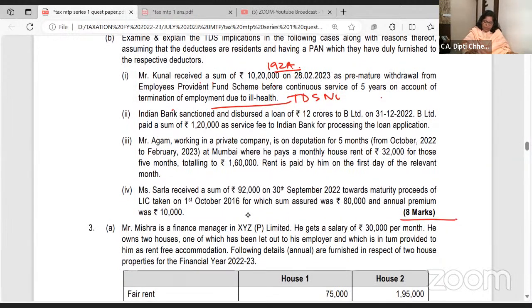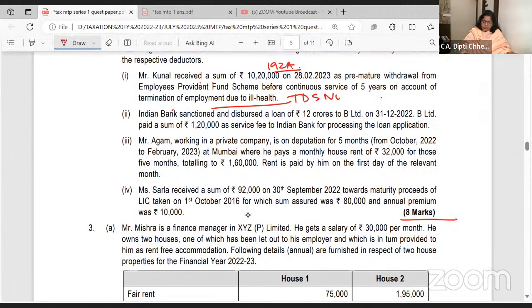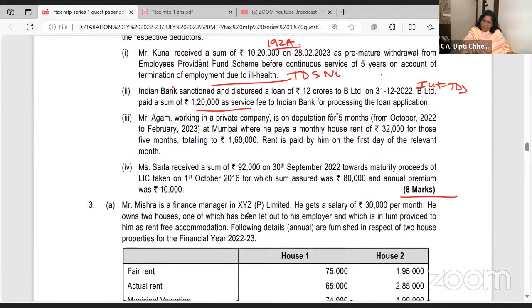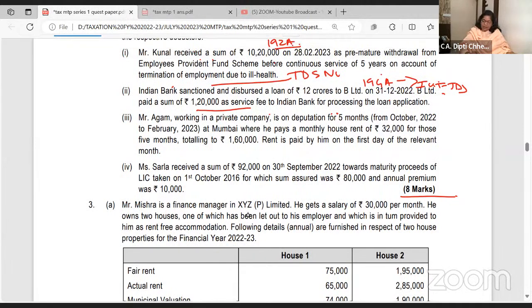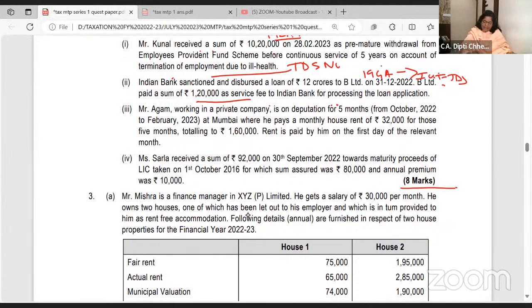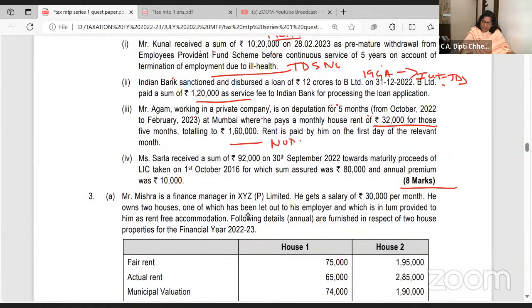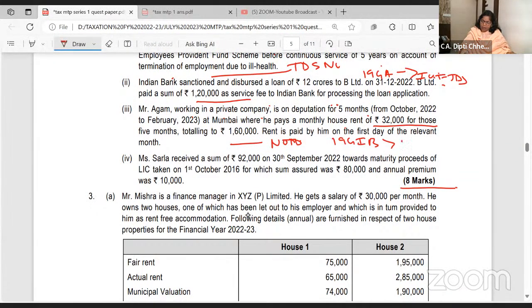If you retire before 5 years due to illness, due to disability and all, then no TDS is deducted and nothing is taxable. Okay? Indian bank sanctioned and disbursed 12 crore loan to B Limited. B Limited paid a sum of 1,20,000 as service fee to the Indian bank. Now on the interest that B Limited pays, TDS will be deducted, but on the service fee there is no TDS. Okay? 194A is applicable, but that is for interest. Okay? Not for the service fee. Clear? Agam working in private companies deputed for 5 months where he pays monthly rent of 32,000. Rent is paid on first day. No TDS again because for 194IB, your monthly rent should exceed 50,000 and it is not exceeding.